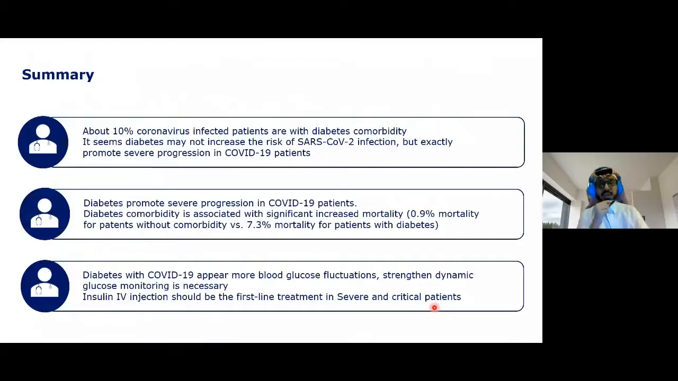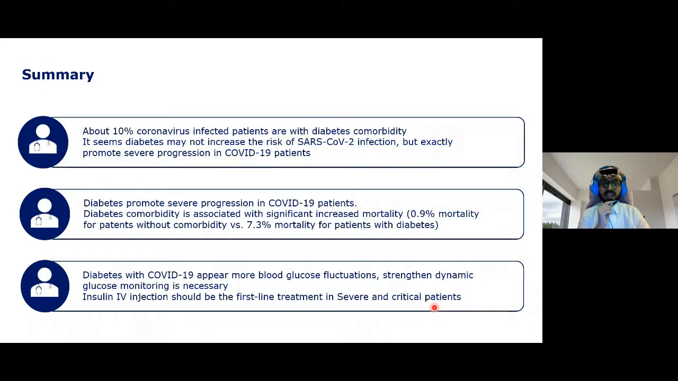So in summary, about 10% of coronavirus-infected patients have diabetes comorbidity. It seems that diabetes may not increase the risk of COVID infection, but does promote severe progression in COVID-19 patients, and diabetes comorbidity is associated with significantly increased mortality.